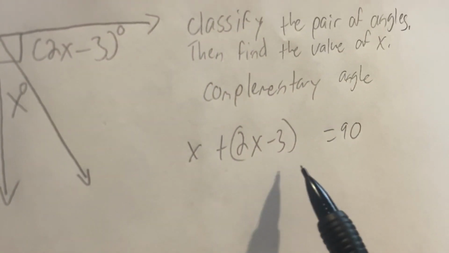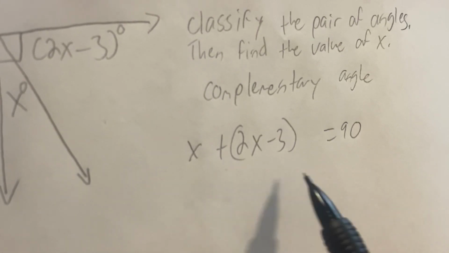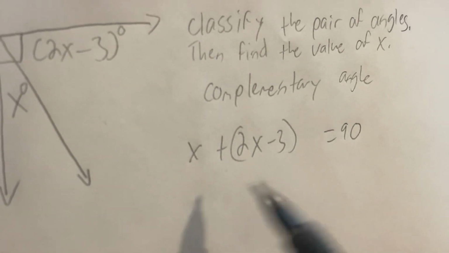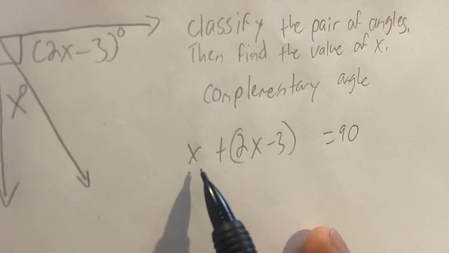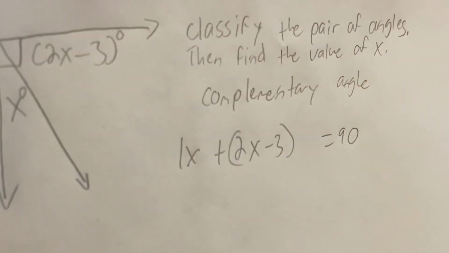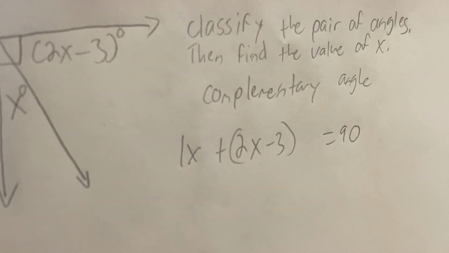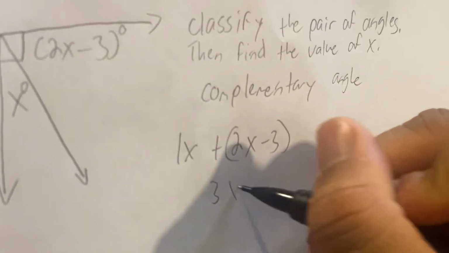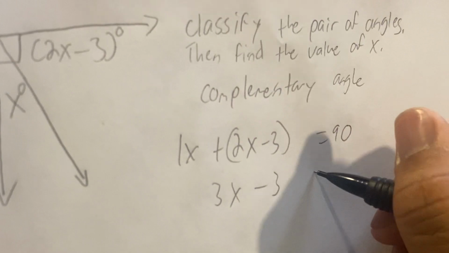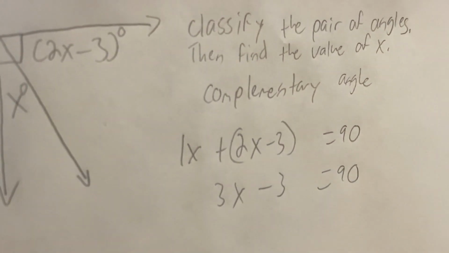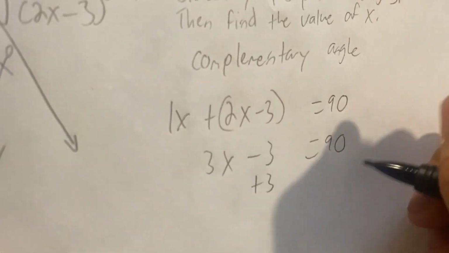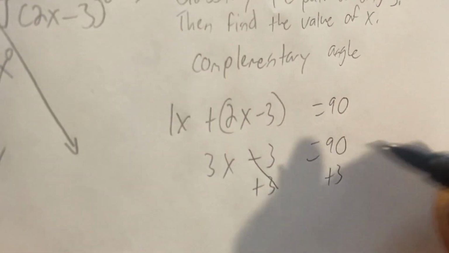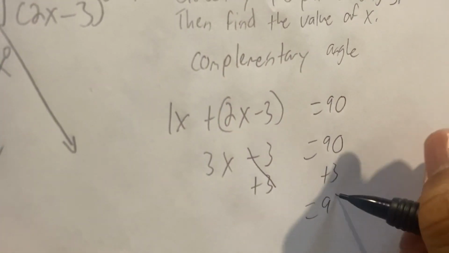Are any of these numbers like terms? Yes, x and 2x are actually like terms. Remember, what secret number is in front of this x? 1. So what do you think is 1x plus 2x? Good, 3x minus 3, and that's going to equal 90. What do you think is the first thing we're going to have to get rid of? This minus 3. We're going to do that by adding 3 on both sides. Obviously these cancel, and then this is going to be 93.